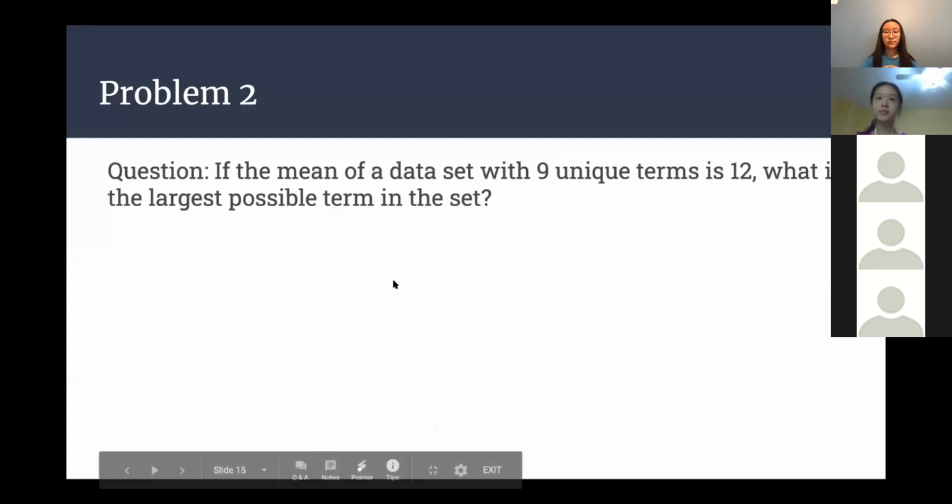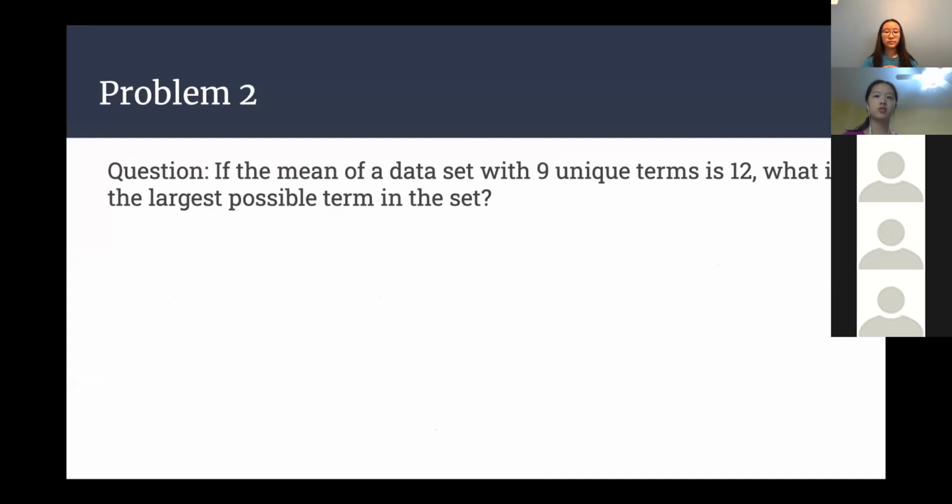Okay. So if the mean of a data set with 9 unique terms is 12, what is the largest possible term in this set? And a hint for this question would be that in order to find the largest possible term, you need to let one term be really, really big, and you need to let all the other terms be as small as possible so that other term can be big. That's just a hint.